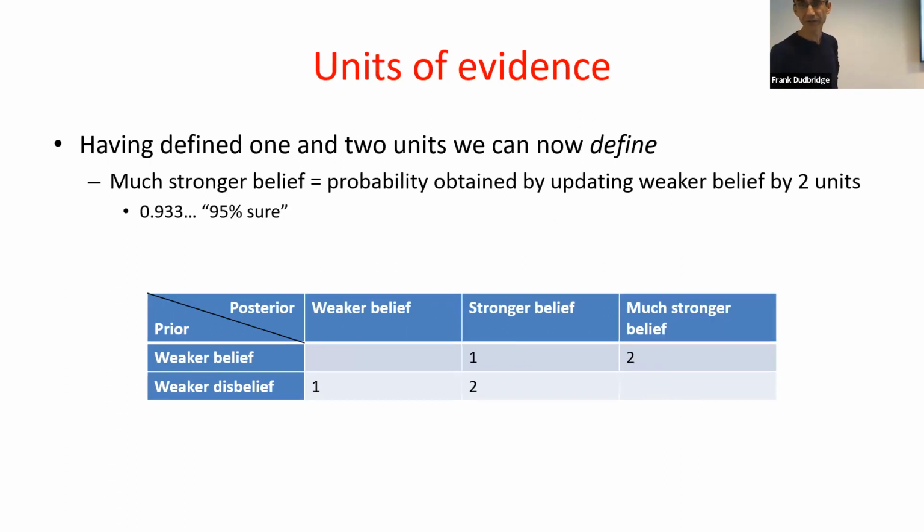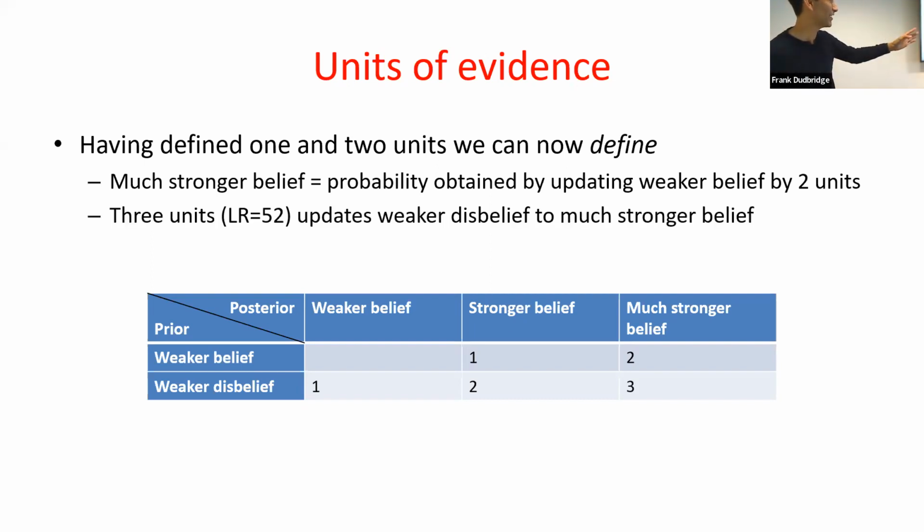Now that I've defined 2 units, I can say, what if I had weaker belief to start with, and then I got 2 units of evidence? That's moving me to a stronger level of posterior belief. So let's call that much stronger belief. I've defined a new category here, and that corresponds to 93.3%. Informally, we like to talk about being 95% sure about something. So there's a rough definition of much stronger belief.